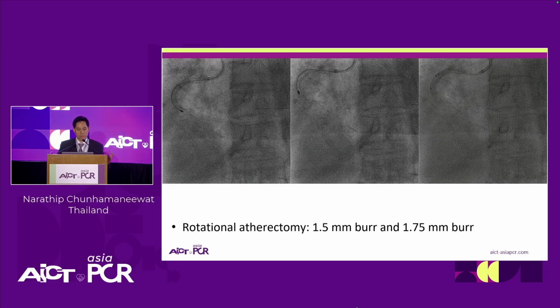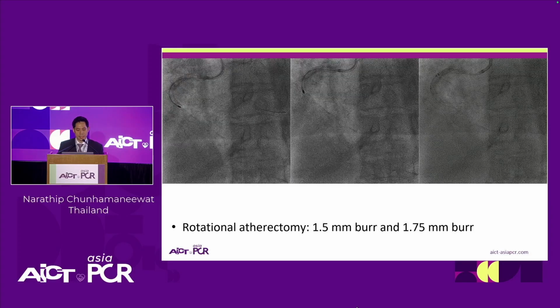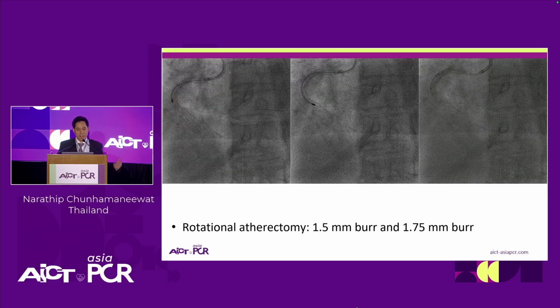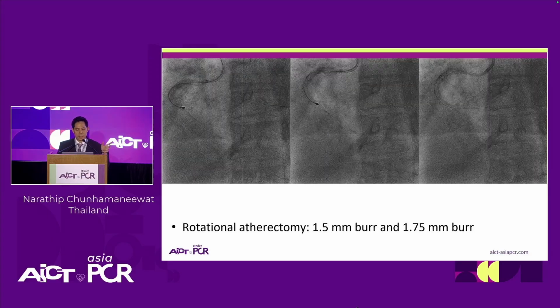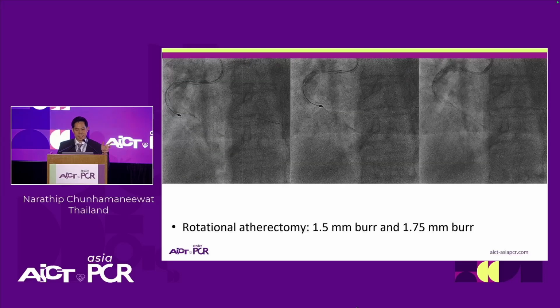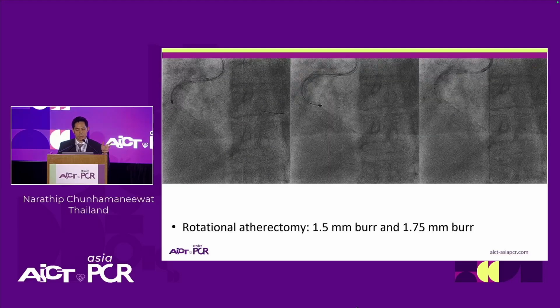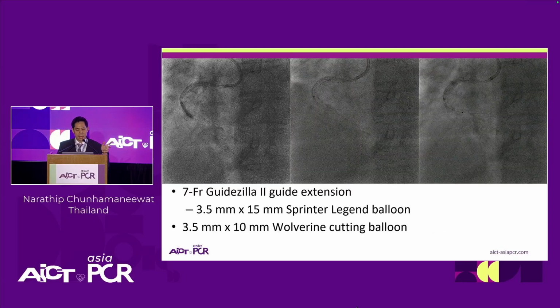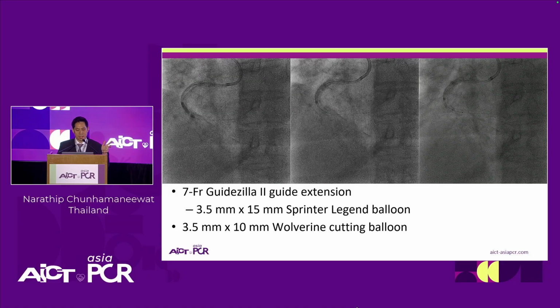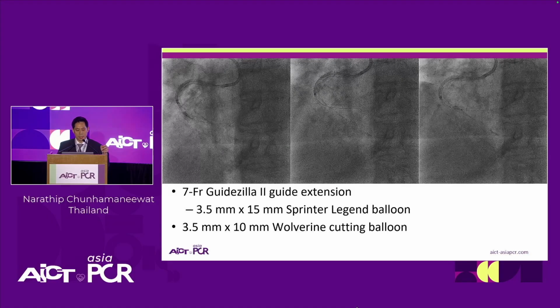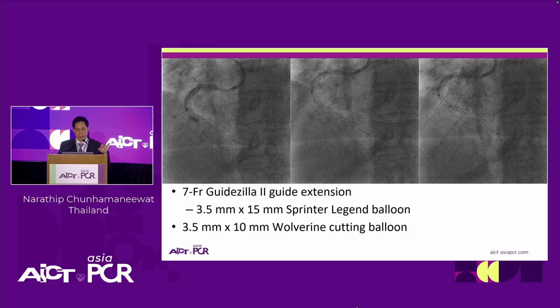Started with a 1.5 millimeter rotaburr and then stepped up to 1.75. And after that, I planned to use a cutting balloon. So I got a 7 French Guideliner extension to mid RCA, and then passed a 3.5 Wolverine cutting balloon to treat the calcified nodule.